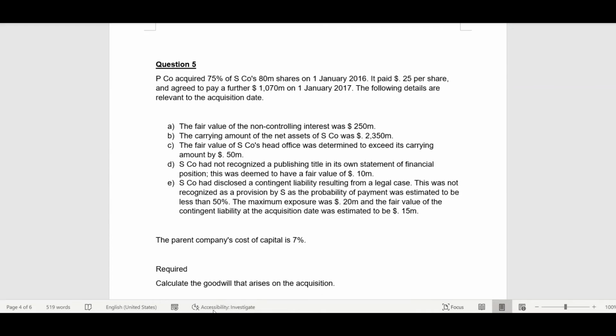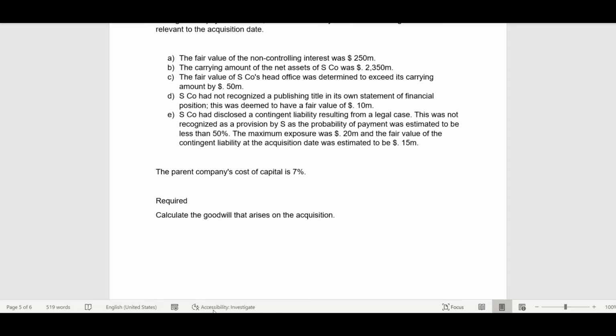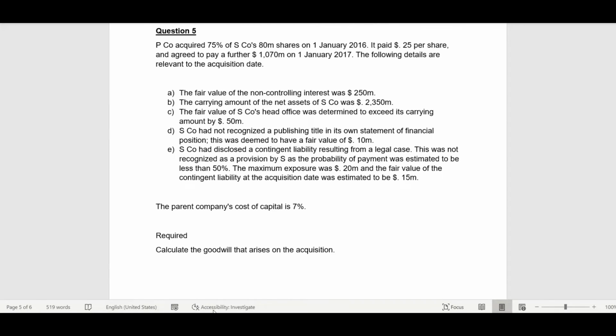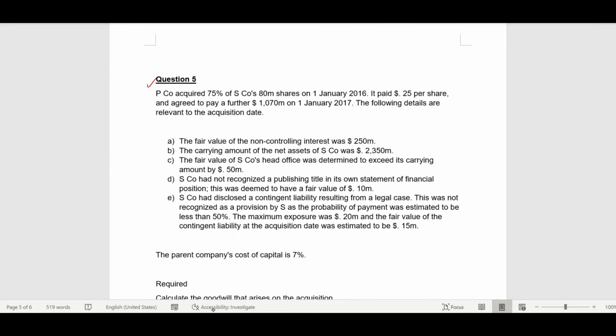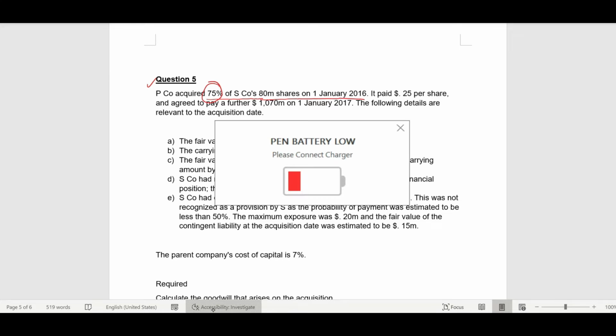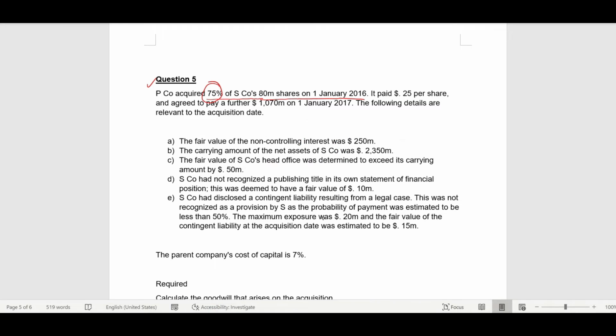Okay, now let's move on to question number 5. It's a bit lengthy question. P company acquired 75% of S company. S company has 80 million shares on 1st January 2016. So P has acquired 75% of 80 million shares. It paid 25 per share, and agreed to pay a further 1,070,000 on 1st January 2017. The following details are relevant to the acquisition date.